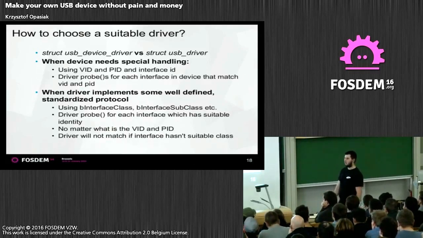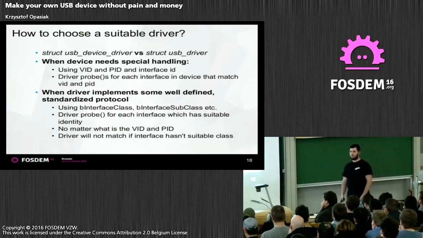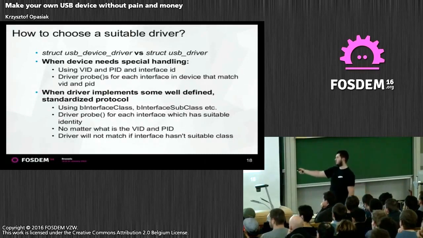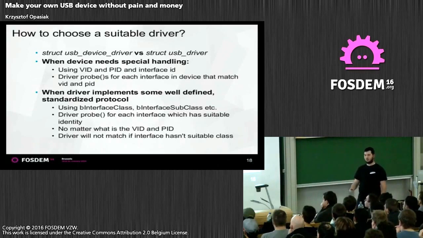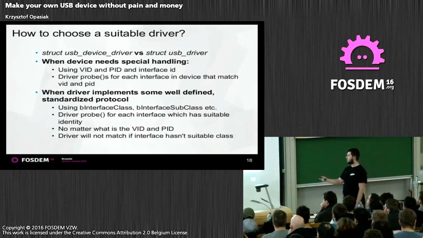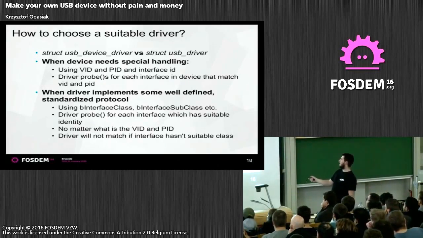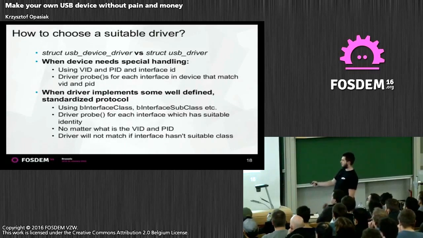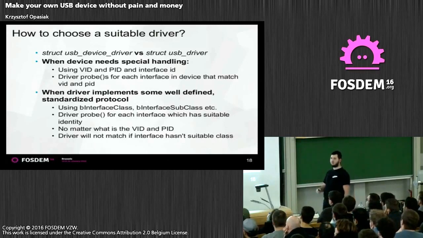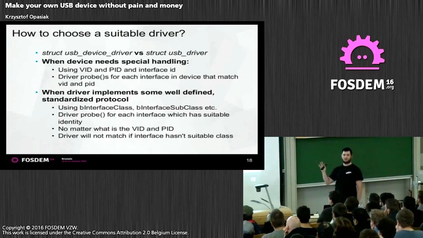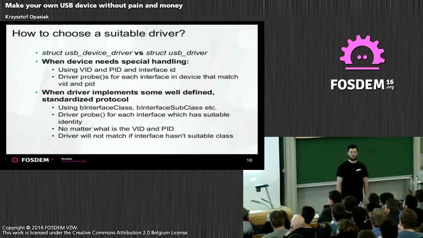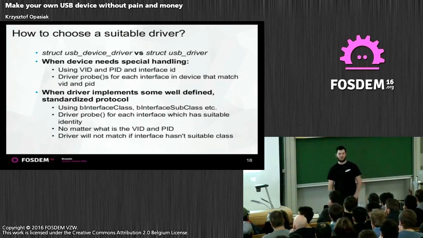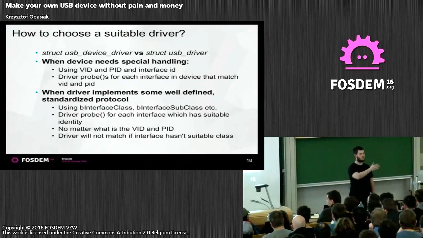How to choose a suitable one for the particular interface? Well, if your device needs some special handling, so you have a vendor-specific device, you may use the vendor ID and the product ID, which you got from the USB organization. If your device implements some well-defined standardized protocol, like the mass storage protocol, you may use the standard driver, and it will be chosen using the interface class, subclass, and other information. What is nice here is that the vendor ID and product ID don't matter in this case. So if the interface belongs to a suitable class, it may have completely bogus digits in the vendor ID and product ID. It doesn't matter. This is what the Chinese do, they simply write 1, 2, 3, 4, A, B, C, D, and it is working because of the class.